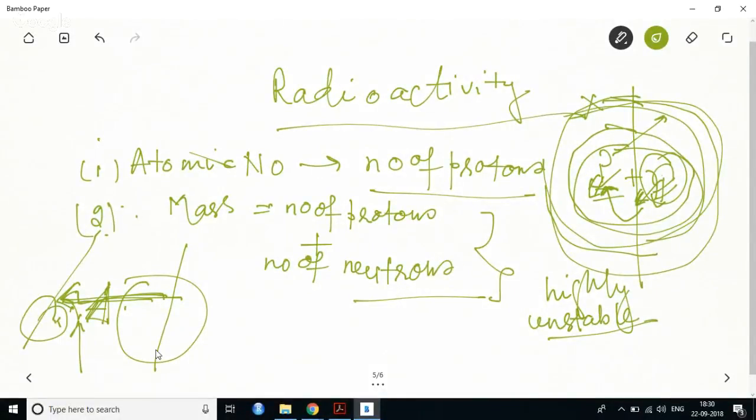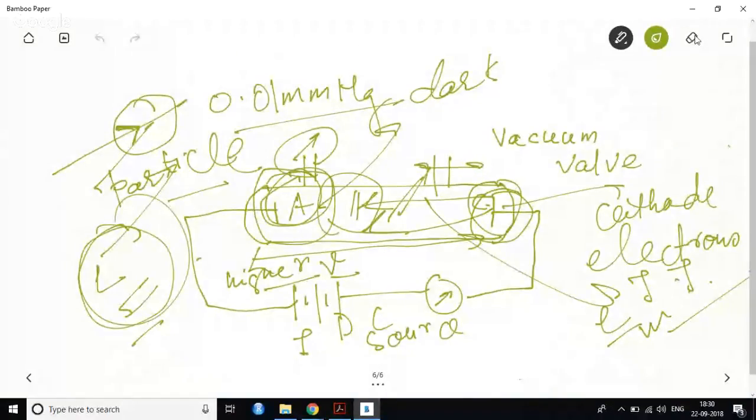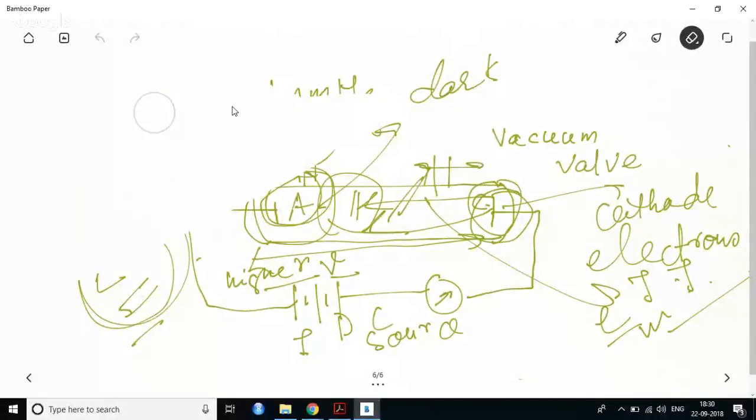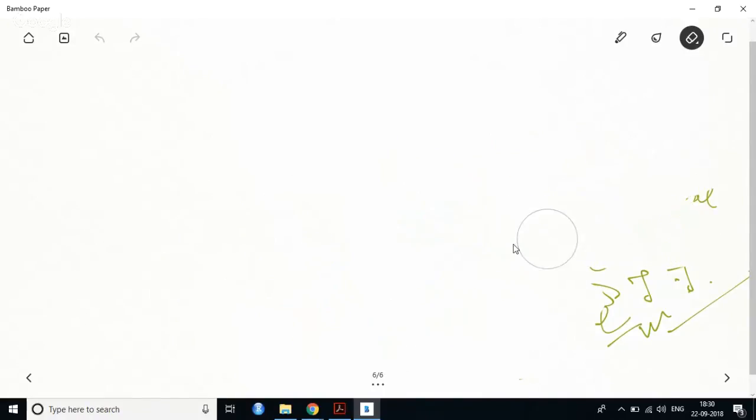Now what happens when an atom gets disintegrated? What kind of radiations come out? There are three kinds of radiations which come out. The first kind of radiation is alpha radiation. Alpha radiation is actually ionized helium atom. How was it found what kind of radiations come out?